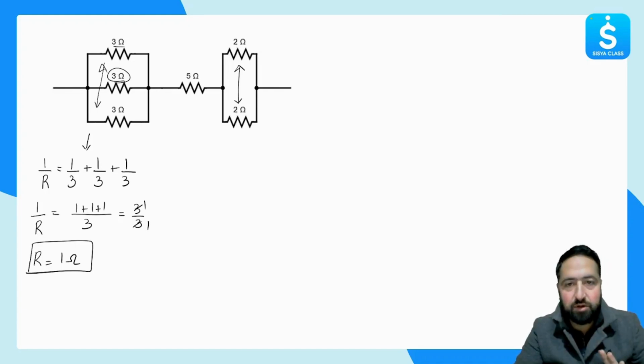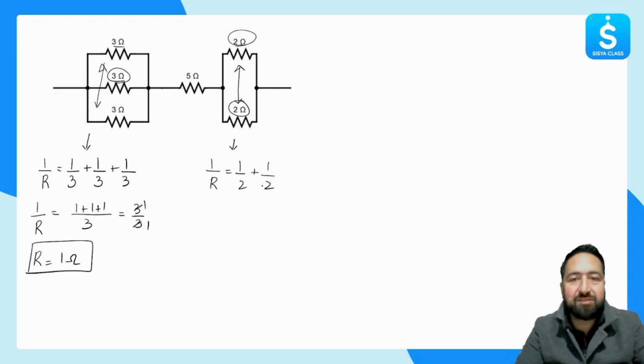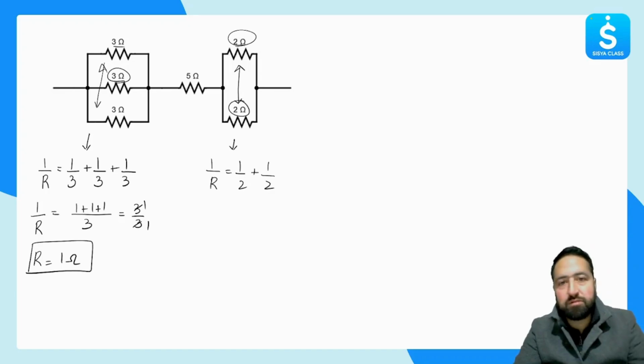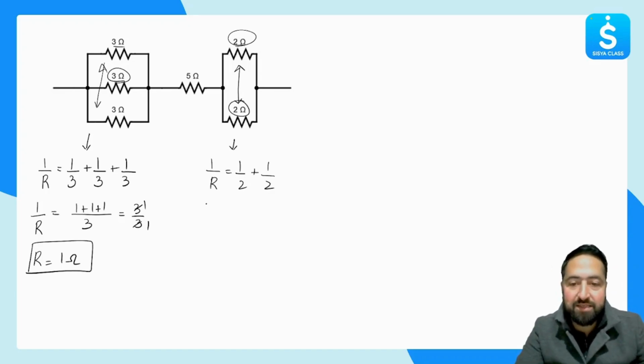That's it. Now come to this. Now I'm solving this. Here 1 by R equals 1 by R1. What is R1? It is 2 ohms, plus 1 by R2. It is 2 ohms also. Do we write R3? No. Obviously it's not here. Third resistor is not here.